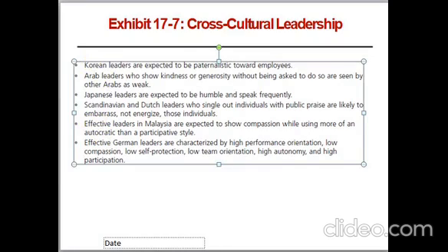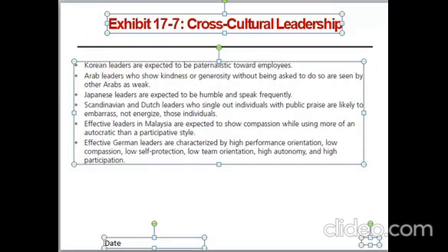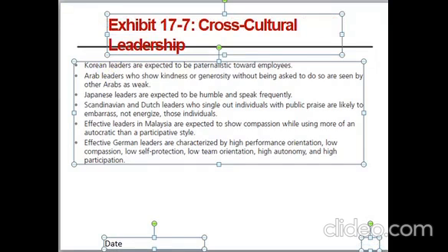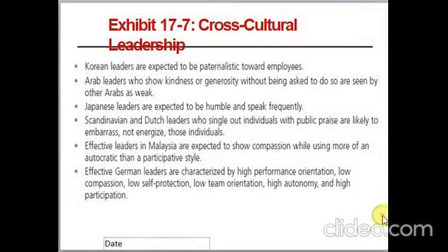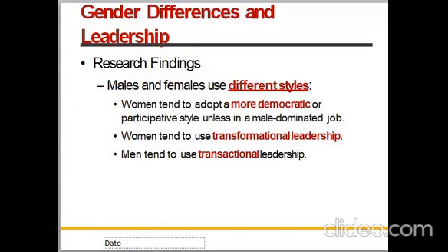For example, Arab leaders do not respect those who are humble and compassionate. Or rather, Arab subordinates don't like people who are soft and friendly. They term them as weak leaders. On the contrary, Japanese people are accepted to be more compassionate and speaking frequently. So these are the ways we can show that culture influences the leadership style.